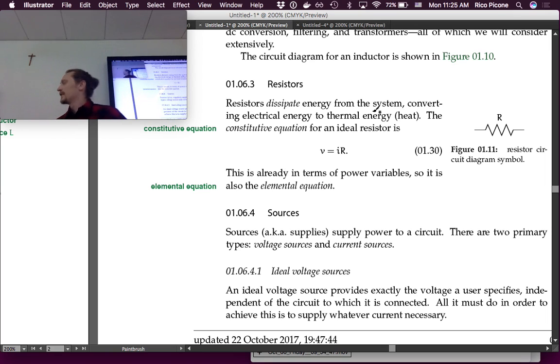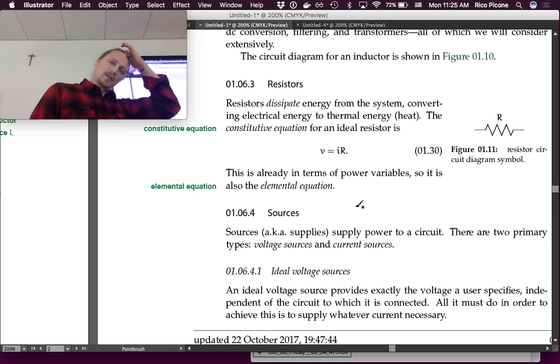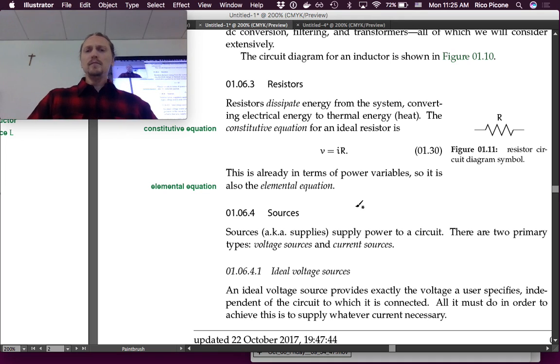Resistors dissipate energy from the system into heat, right? So their elemental and constitutive equation is that V equals IR, at least for a linear resistor. And that's our favorite element for sure.